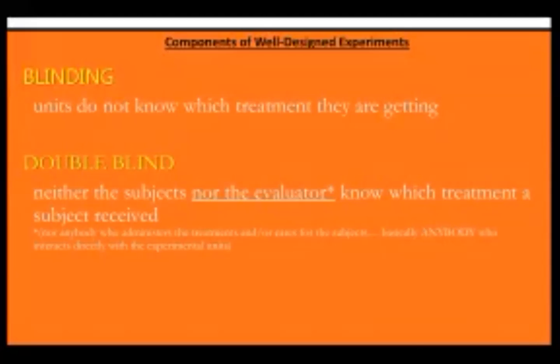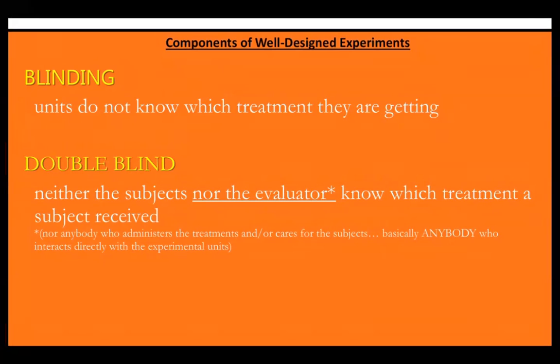So two things that we can include in our experiments, right? We were starting to design experiments on Friday. Two things we can include are what's called blinding and double blinding. Blinding: the units do not know which treatment they are getting.